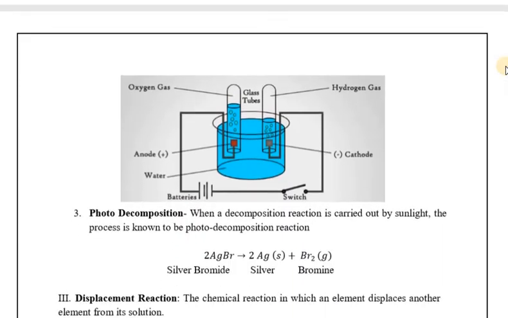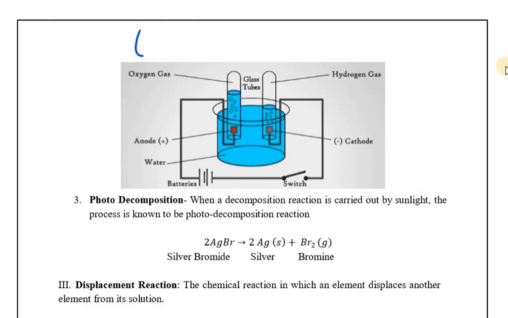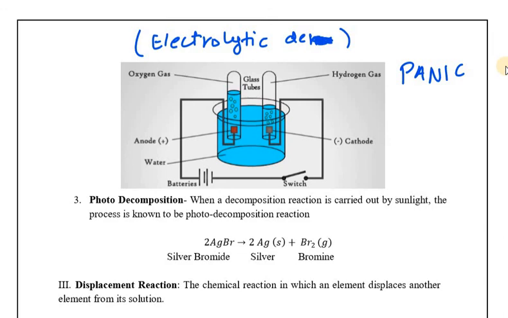Now here we have a setup. This is called electrolytic decomposition, the activity to decompose water into hydrogen gas and oxygen gas. Here we have the anode that is positively charged and the cathode that is negatively charged. Now I will tell you one term, that is PANIC. Positive is anode, negative is cathode. This will make it easy to remember that positively charged is anode and negatively charged is cathode.